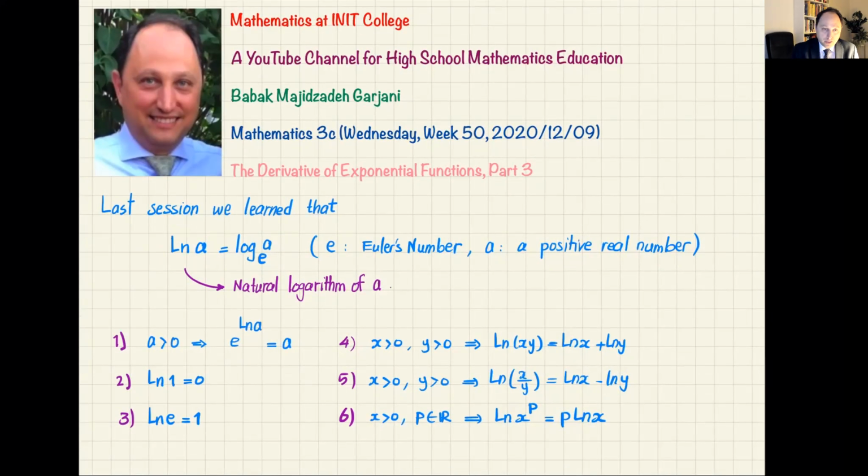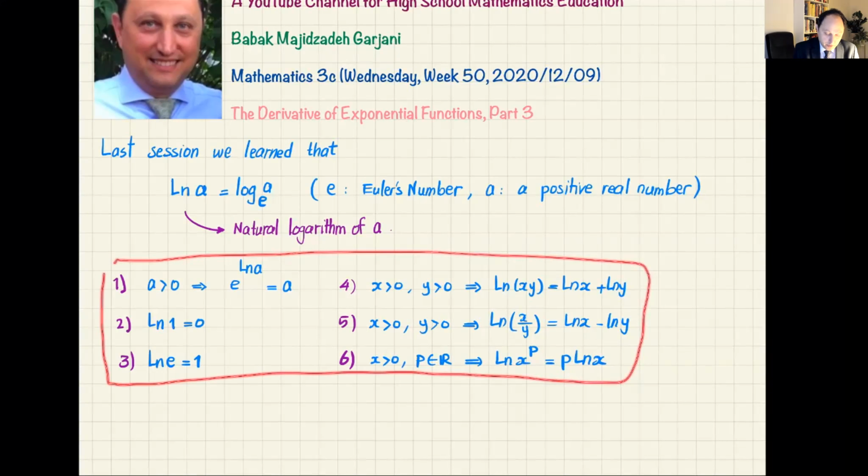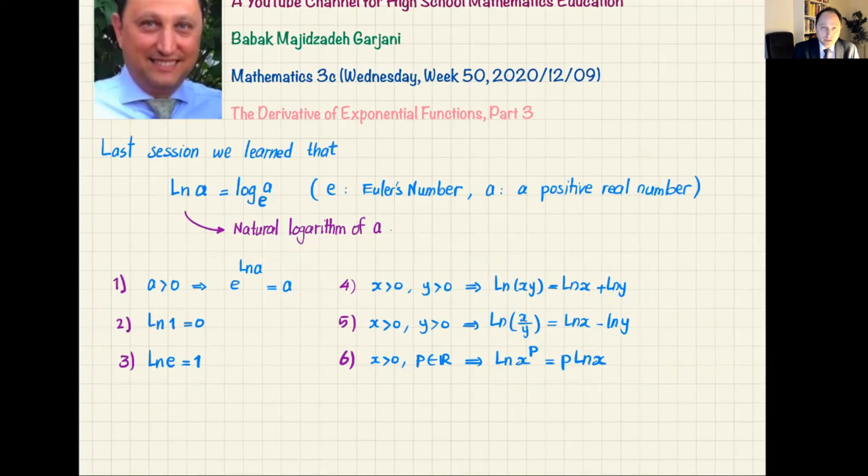Because ln is just a logarithm, it enjoys all the standard properties of logarithms. And if you remember, we started translating all those formulas for logarithms into ln language. These are the formulas that we had so far. If a is positive, which is very important for our purpose for this lesson, we learned that e to the ln of a is equal to a itself. Ln of 1 is 0. Ln of e is 1.